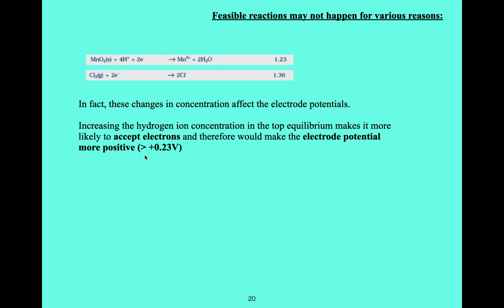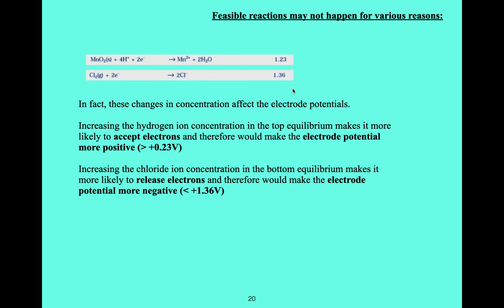Let's just get that clear a second. As we go down the table, the electrode potentials become more positive. It's more likely that things will accept electrons. So this makes this number more positive. It goes in this direction. Increasing the chloride ion concentration makes the equilibrium shift to the left, and that makes this number more negative.